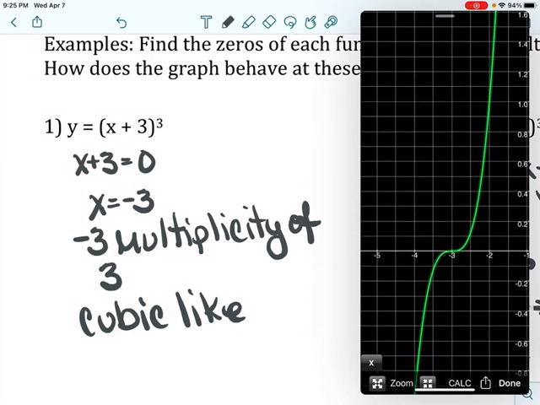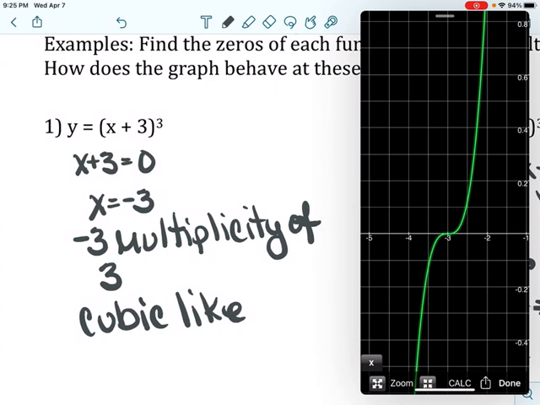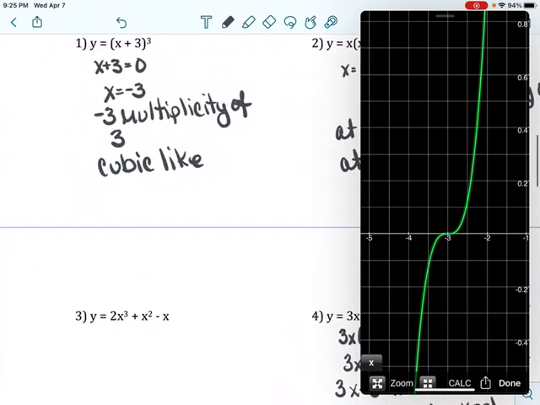It goes through at 3, so it's kind of like an S or a slight curve to it. That's cubic. All right, so that's what we mean by cubic-like. All right, let's try this one.